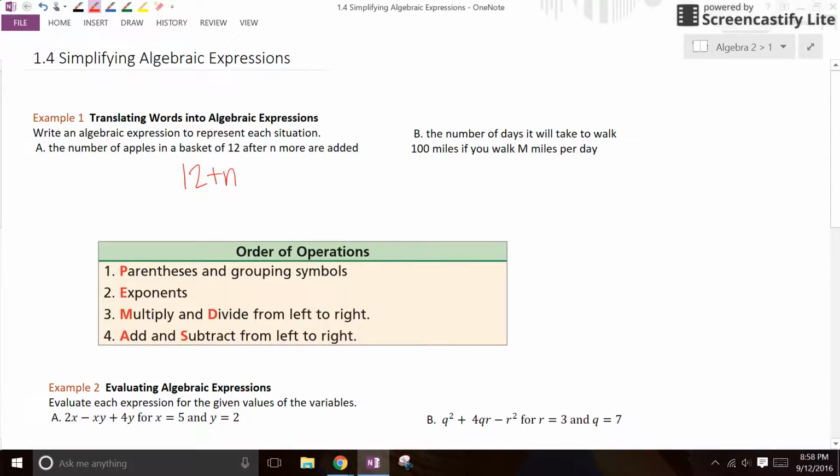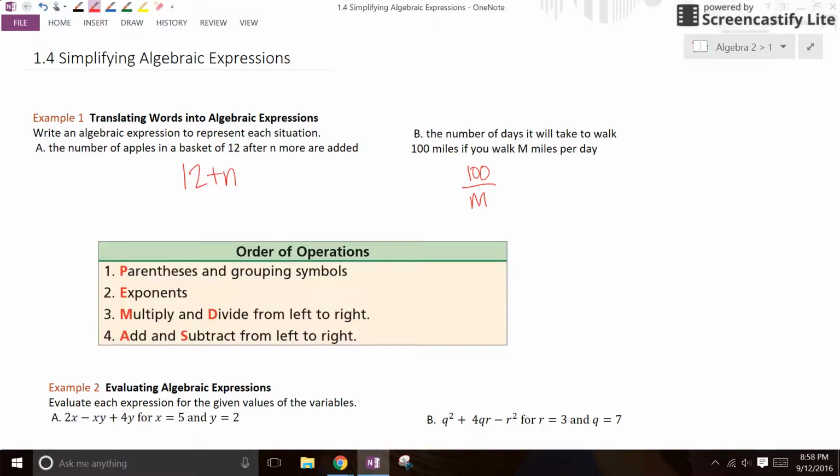All right, what about B? The number of days it will take to walk 100 miles if you walk m miles per day. We have to take the 100 and divide it by m miles per day, and that will tell us how many days it would actually take in order to walk. All right, enough of that.